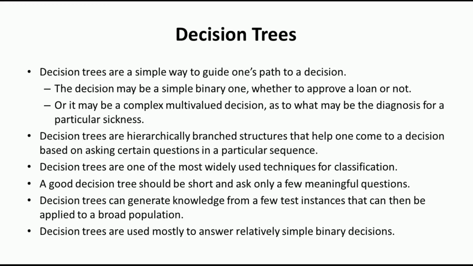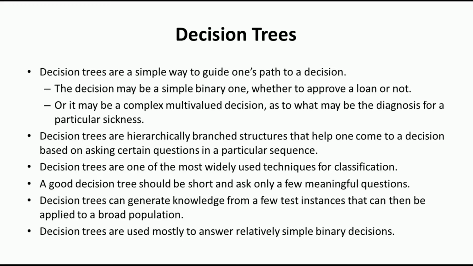of decision trees. Decision trees are hierarchically branched structures that help one to come to a decision based on asking certain questions in a particular sequence. Using those trees, we can come to a decision by asking some questions in a particular order. We cannot ask the questions in any direction. We need to ask the questions starting from the root till we reach the leaf. That is how we need to ask the questions.